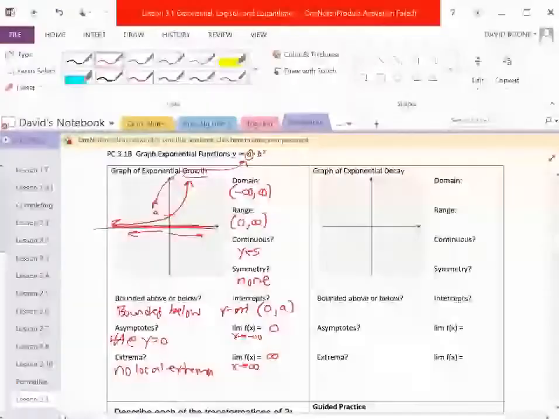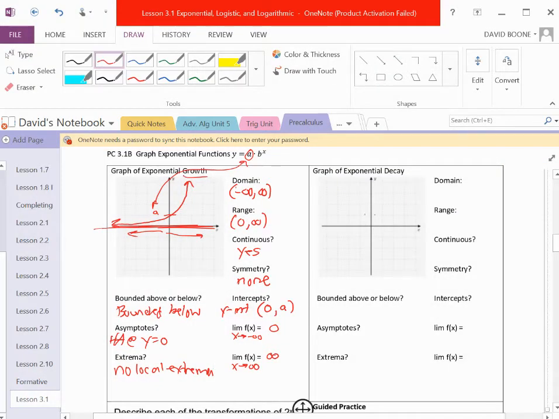And then the extrema, well, there are no local extrema here, no local minimum or no local max to this problem. This exponential decay, again, it would still cross at this a value, whatever that happens to be, but now decay comes in and levels off like this. So our domain is still the same. It's from negative infinity to infinity. The range, still the lowest it goes is 0, and the highest it goes is infinity. It is continuous, so I don't have to pick up my pencil. There is no symmetry. The intercepts, it still has a y-intercept at wherever that a value happens to be.